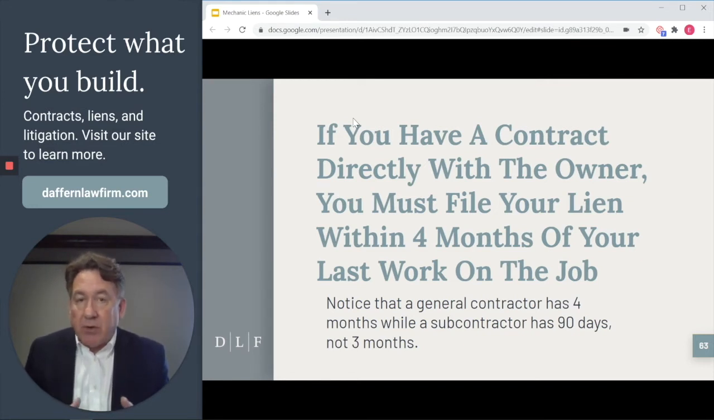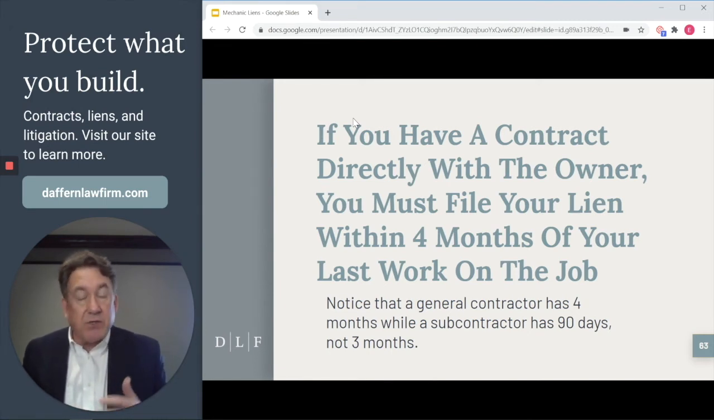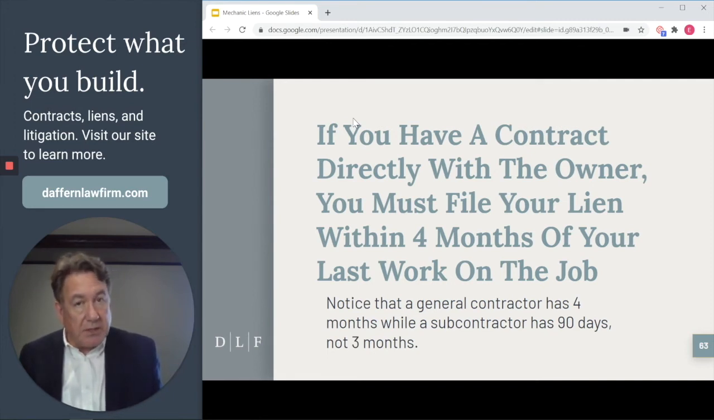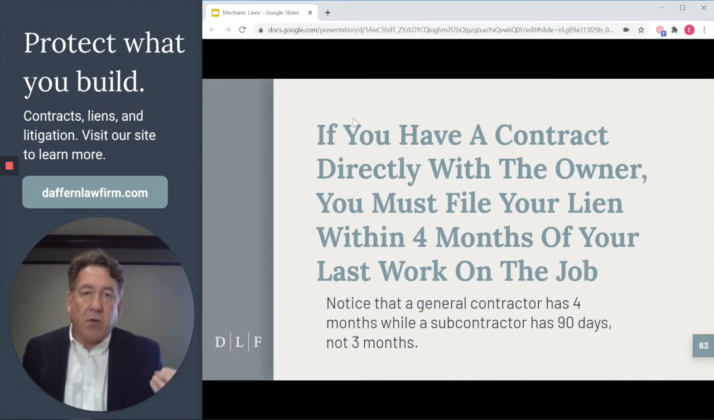Again, remember, we've talked about this in past videos. For subcontractors, it's 90 days, not 3 months. And for general contractors, it's 4 months and not 120 days. So whether you're a subcontractor or sub-supplier, or a GC or a supplier who has a contract directly with the owner, make sure you're clear about those distinctions. 90 days for subs and sub-suppliers, 4 months for original or general contractors.